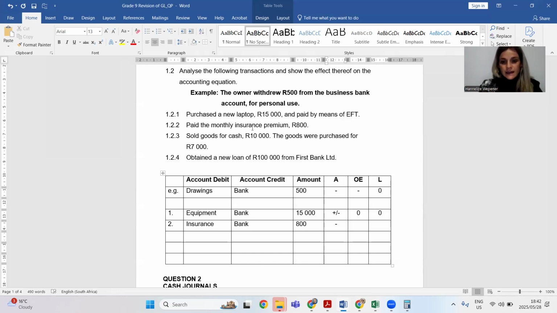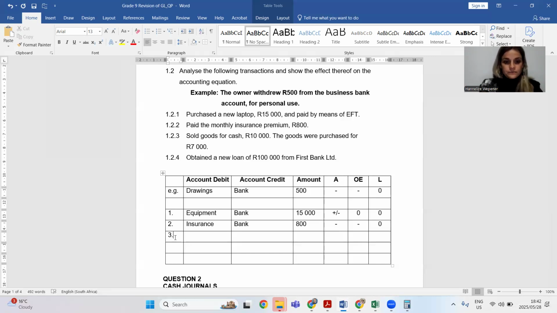I have less bank. I now have more expenses. The more expenses I have, the less profits I have. Who gets all the profits? The owner gets all the profits. Therefore, if I'm going to say that I have less profits, it means that the owner can take less money from this business. So, minus for owner's equity.